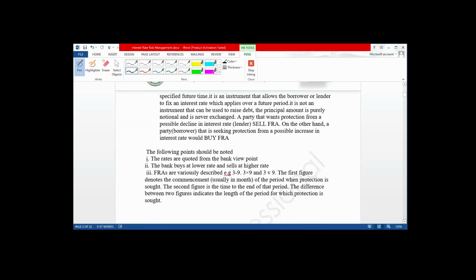Lastly, FRAs are variously described. Forward rate agreements are variously described.